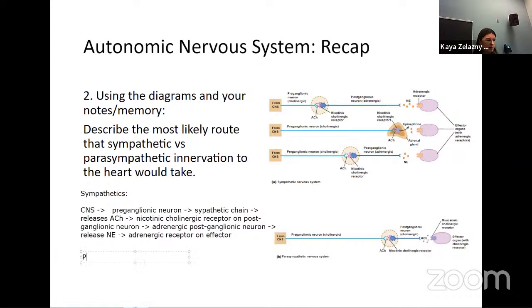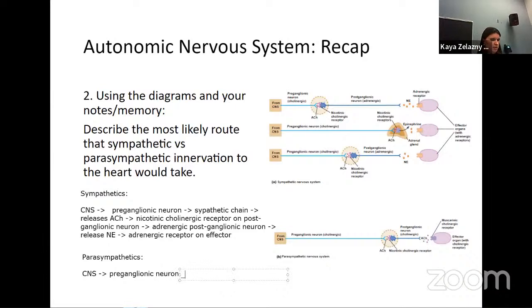Okay, so for our parasympathetics, right, we're still going to start with the central nervous system. We're still going to have a preganglionic neuron. Okay. Now, first question to think about here, right? So I just, that should be parasympathetic, not sympathetic, sorry. Are we going to go to the sympathetic chain with our parasympathetic nerve? We're not. So we're going to skip that step, okay?